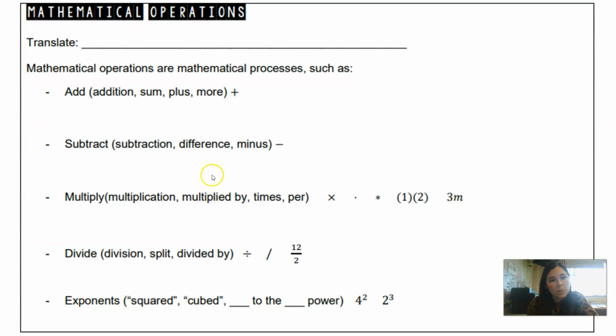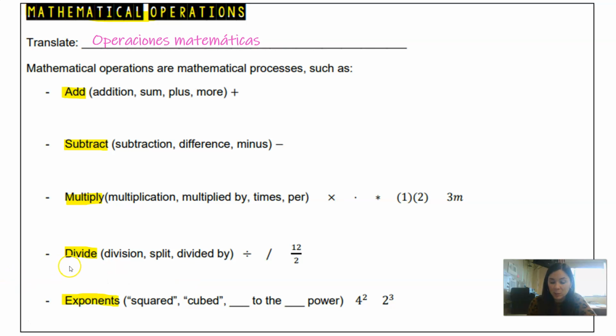The first vocabulary term is mathematical operations. Mathematical operations are mathematical processes such as add or addition, sum, plus, or more, represented by the symbol. Subtract or subtraction, difference, or minus, represented with this symbol. Multiply or multiplication, multiplied by, times, or per, represented by all of these symbols. Divide or division, split, divided by, represented by these symbols.